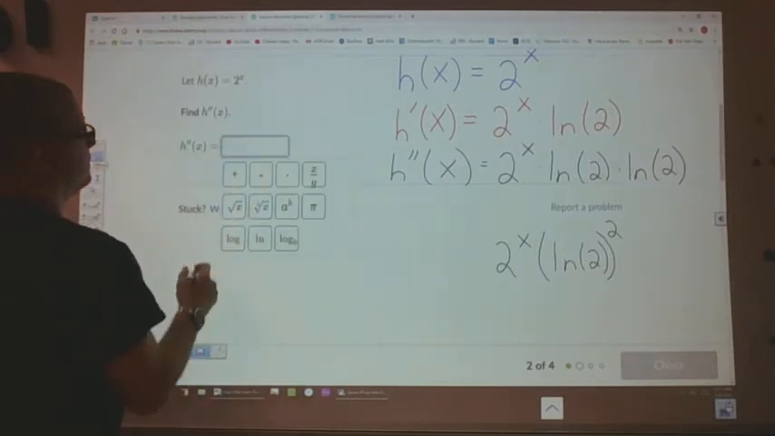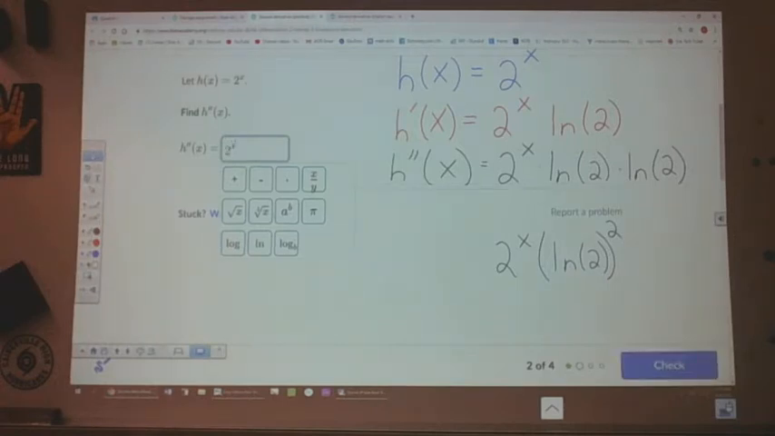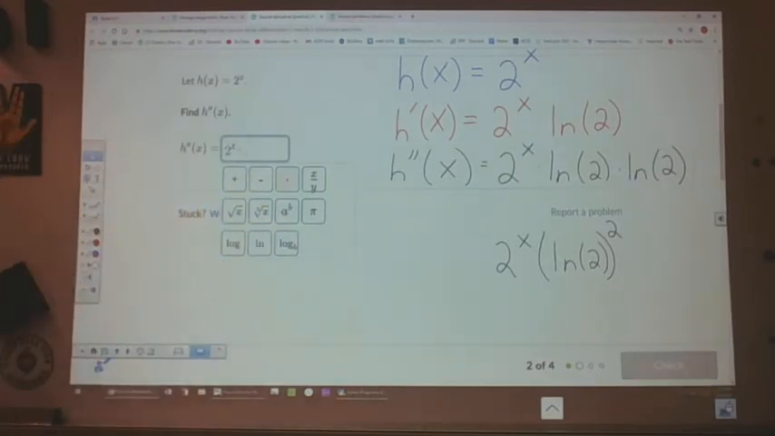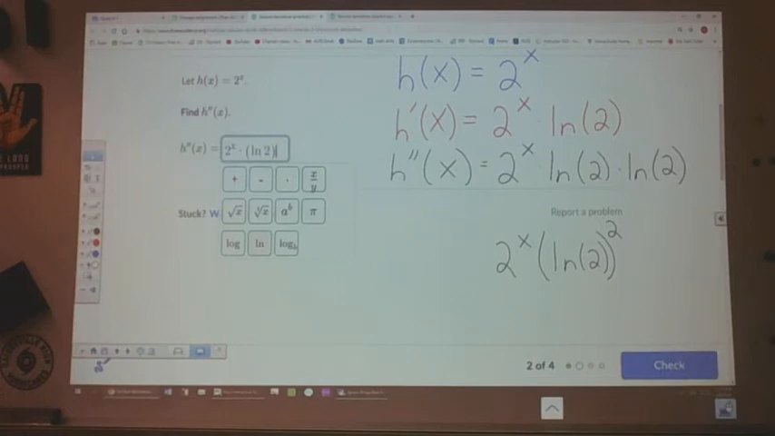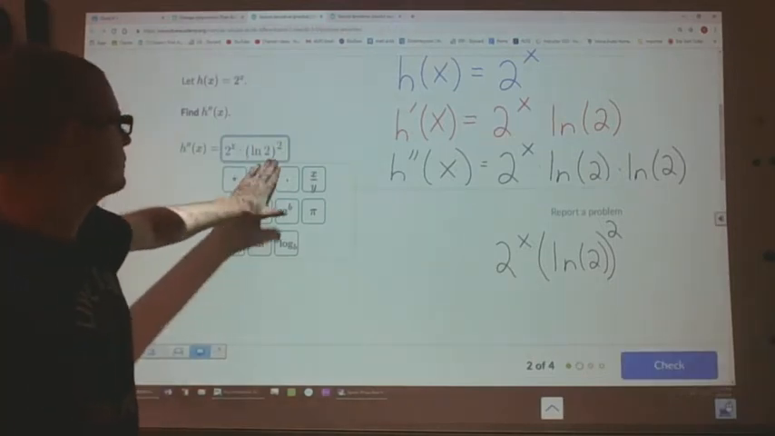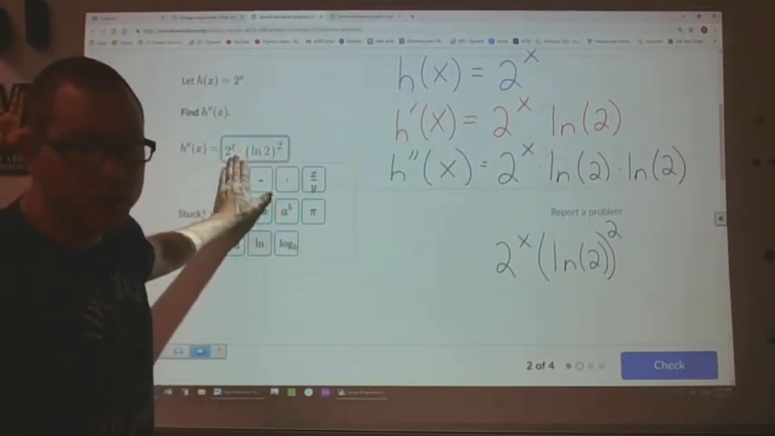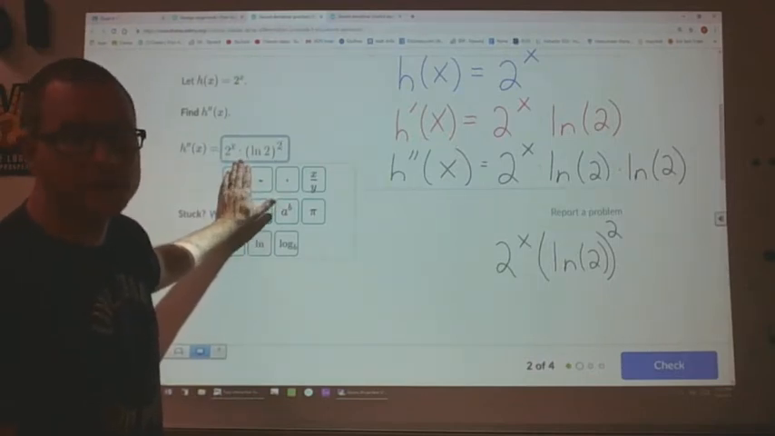And so that's exactly how we have to type that in to here, if I can do it. So we got 2 to the x power times, and then we'll do the natural log of 2 squared, but I'm going to put that in parentheses. The natural log of 2, and then put the squared there, like that. Now, making sure that I get that correct so that the computer recognizes it as correct is difficult.